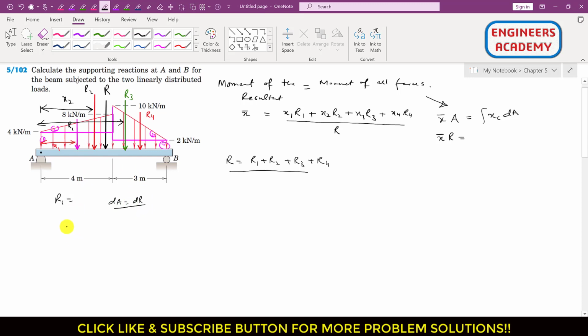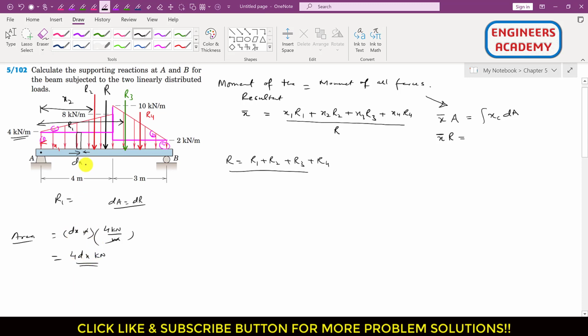Since if we consider this rectangular area, and if we consider a differential part of this rectangular area, let me draw it here, this differential area will be equal to this dx into the height, which is this intensity, right? The units of dx are meters, and this intensity is 4 kilonewton per meter, so this meter will cancel out. So that differential area is equal to 4 dx kilonewton, now the units are force units, right?